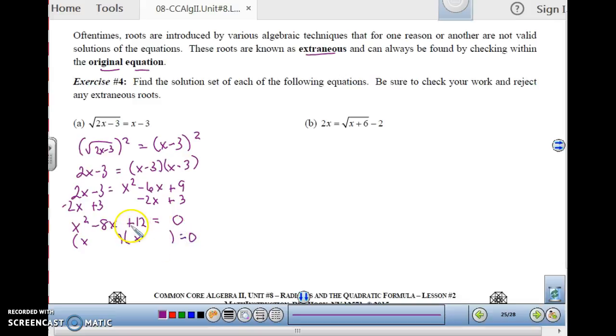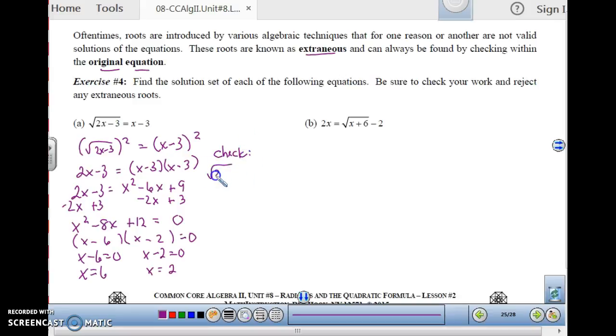All right, if this is plus and this is minus, that means this has got to be minus minus. Factors of 12 to give you 8 would be 6 and 2. X minus 6 is equal to 0. X minus 2 is equal to 0. I get x is equal to 6, and I get x is equal to 2. Okay, so I have two values of x. Do they both work? Let's see. Here's my check. Yes, you do have to check these.